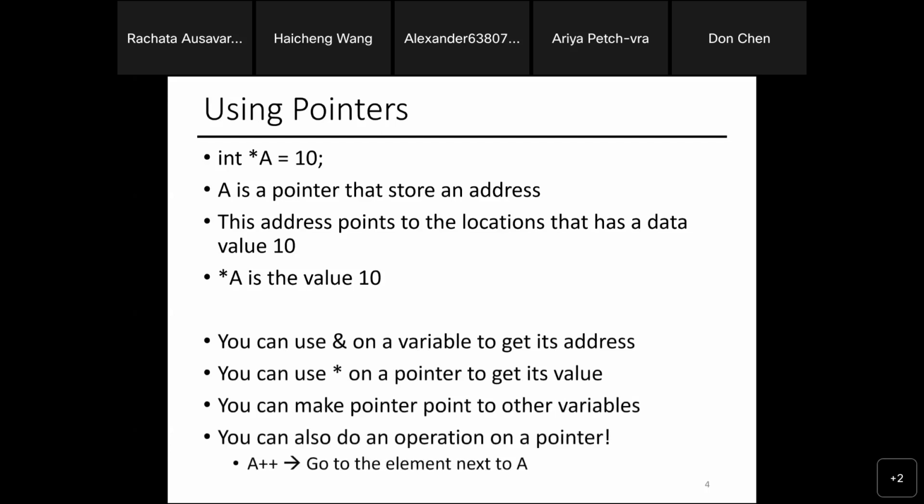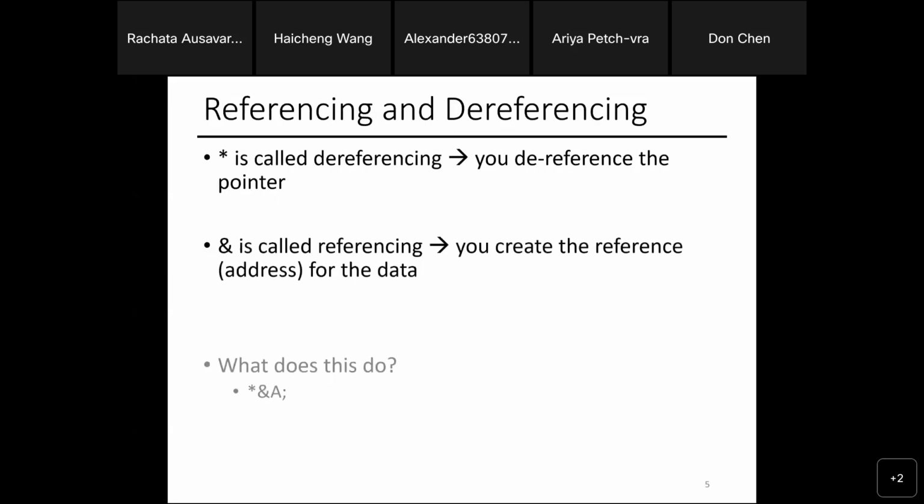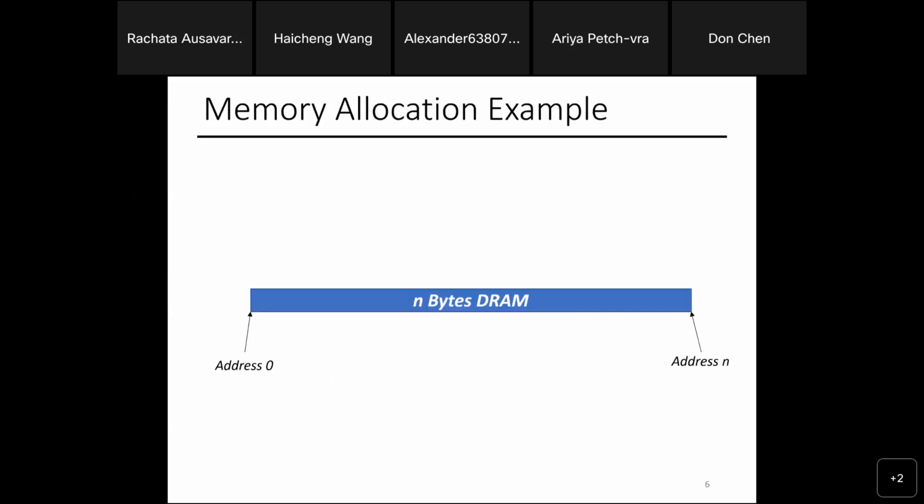You can also do operations on a pointer. Let's say it's a pointer to an integer. If I do a plus plus, it means that I move one slot for a. If a is an integer, I don't go to the next byte. I go to the next 4 bytes, and I read the 4-byte chunk as my data. Again, referencing and dereferencing, right?